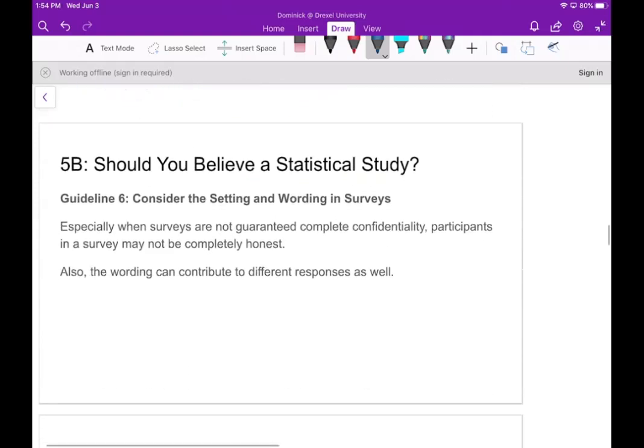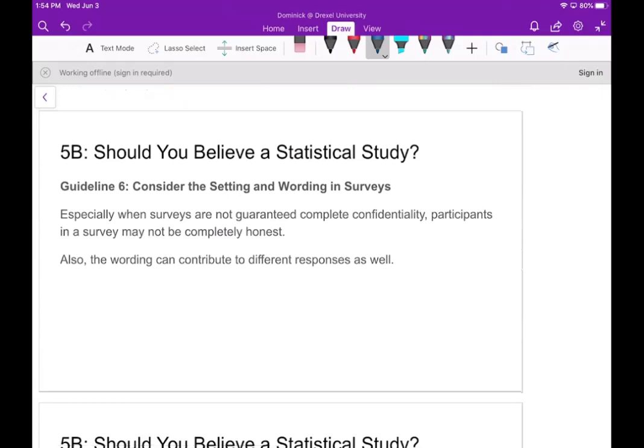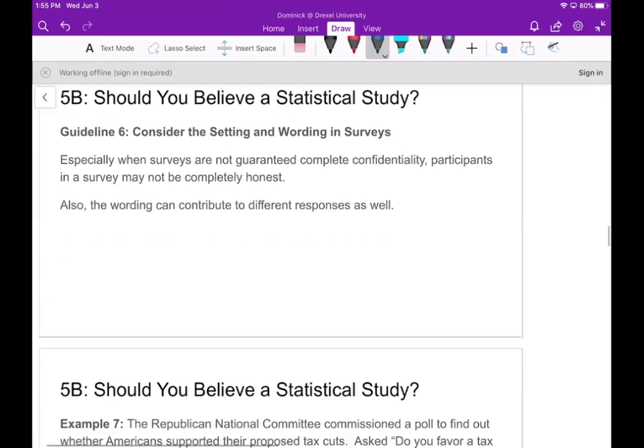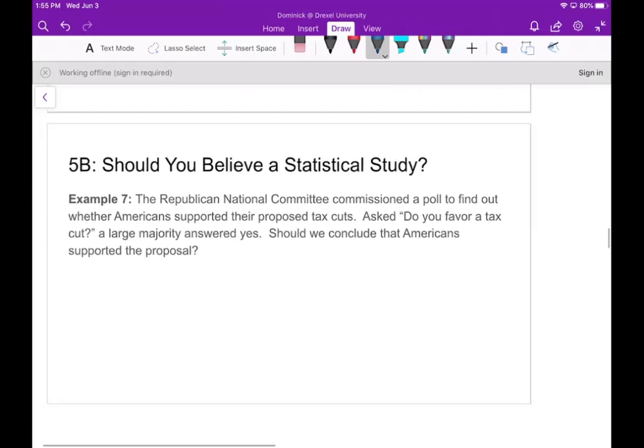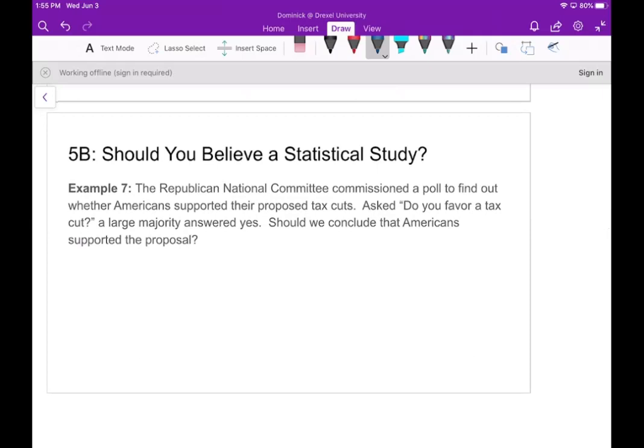Okay. Guideline 6, consider the setting and the wording in surveys. Especially when surveys are not guaranteed complete confidentiality, participants in a survey may not be completely honest. And of course, the wording can contribute to different responses as well. In this example, the Republican National Committee commissioned a poll to find out whether Americans supported their proposed tax cuts. And they asked, do you favor a tax cut?